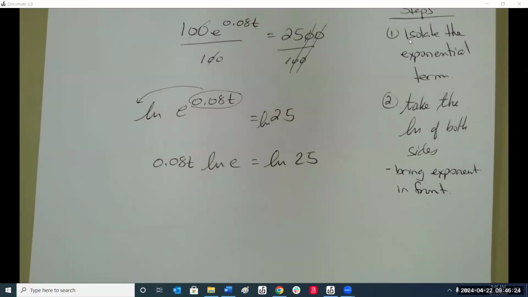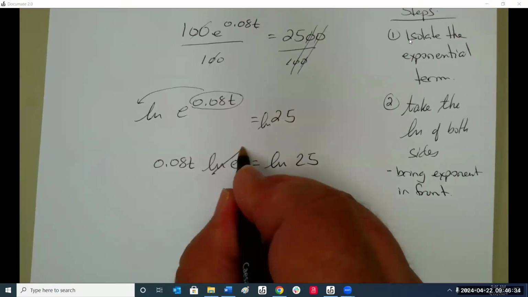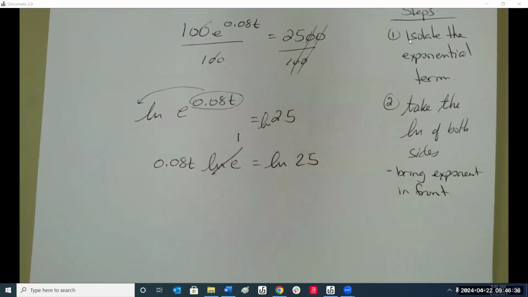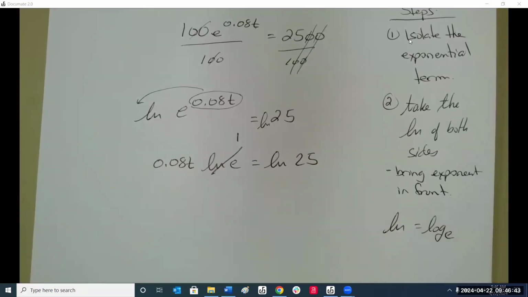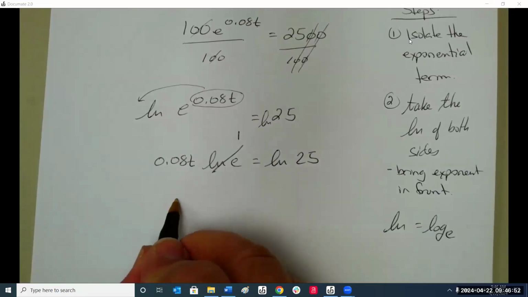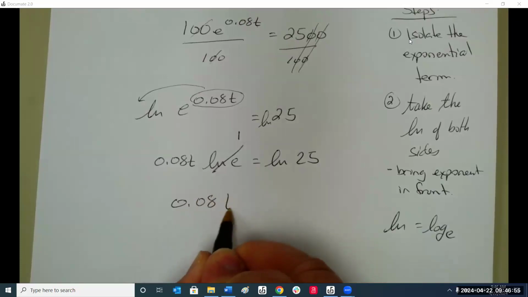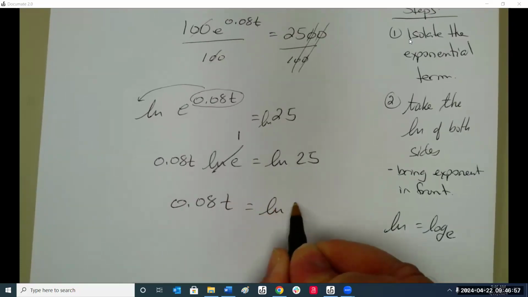Bring the exponent in front, right? What's ln of e? Because ln is base e. ln is log base e. So ln e is log base e of e. So we have 0.08t equals ln of 25.